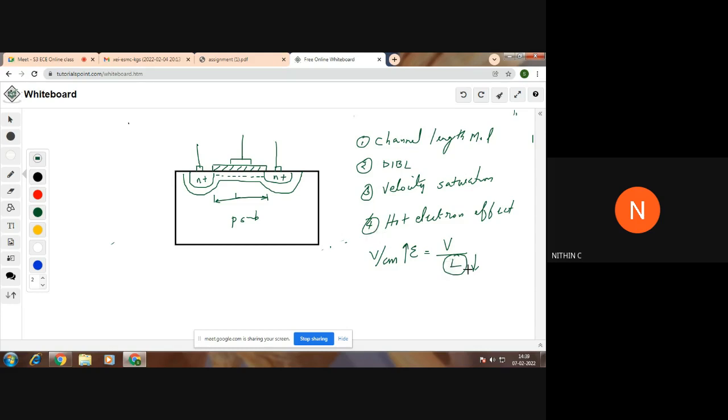So when the channel is short, or when the length of the channel is very less and goes on decreasing, the electric field value increases. So at high electric field, we will be having hot electrons which are having very high kinetic energy. Hot electrons, when they move from the source to drain, will penetrate the oxide layer. They have high kinetic energy, and they will penetrate this oxide layer. So you will lose some of the electrons in the channel, as a result of which your threshold voltage will increase.